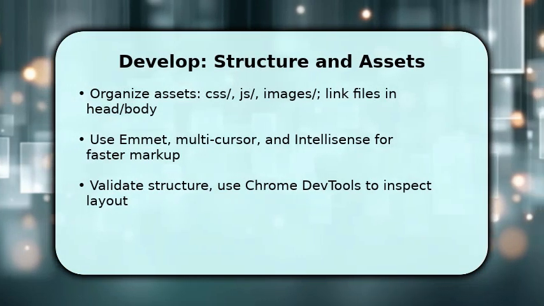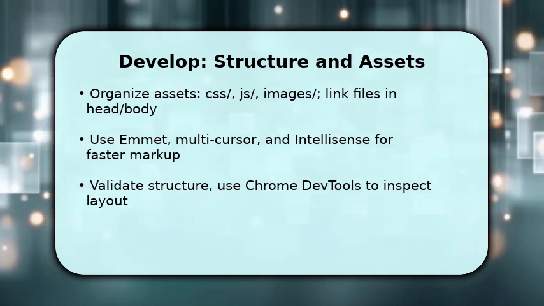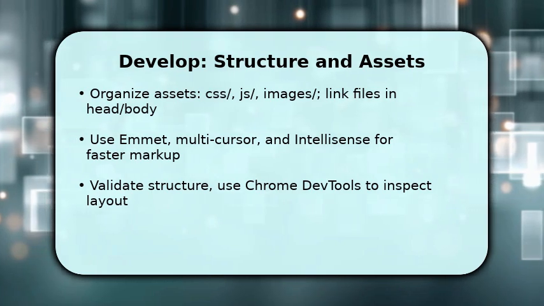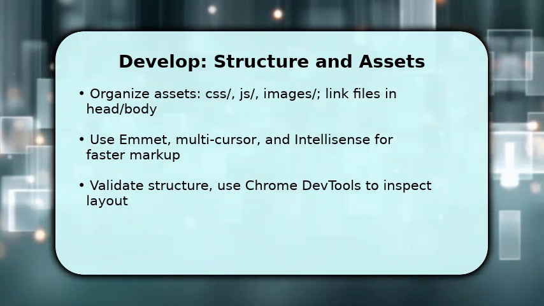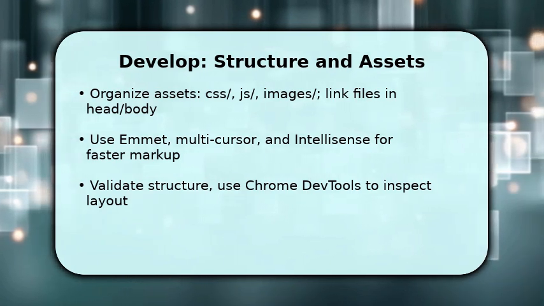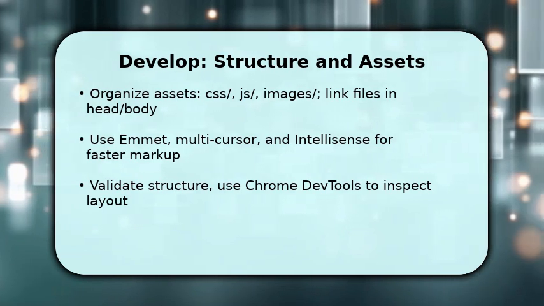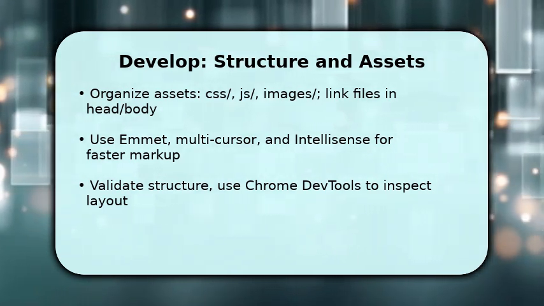Now build your page structure. Add a head with meta charset and viewport, link a style.css in css/ and script.js at the end of body. Use Emmet abbreviations and multi-cursor editing to generate repeated elements quickly. IntelliSense suggests attributes and tags as you type.